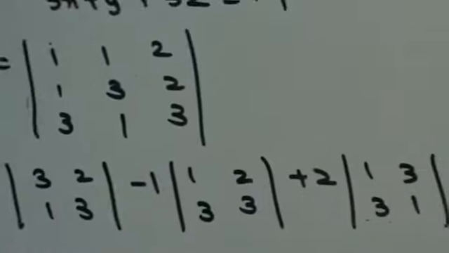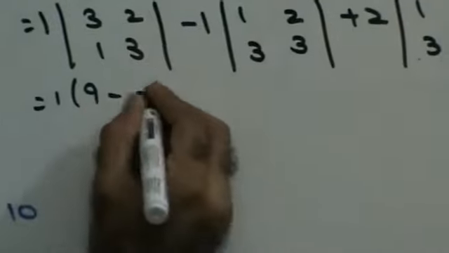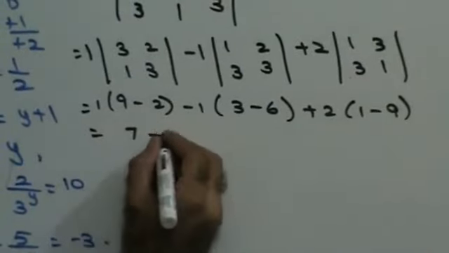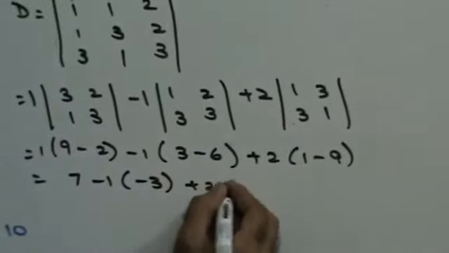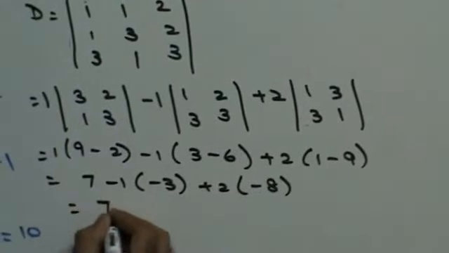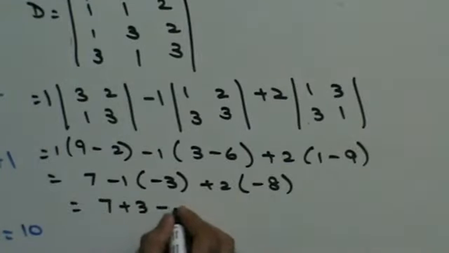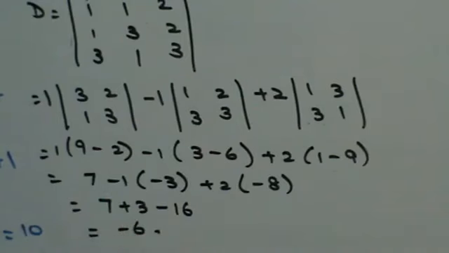So in that case, this is going to be equal to 1 times (9 minus 2), minus 1 times (3 minus 6), plus 2 times (1 minus 9). That is 7 minus 1 times minus 3, plus 2 times minus 8, which is 7 plus 3 minus 16. So this is going to be minus 6, right? Once you have minus 6, then you find out dx.